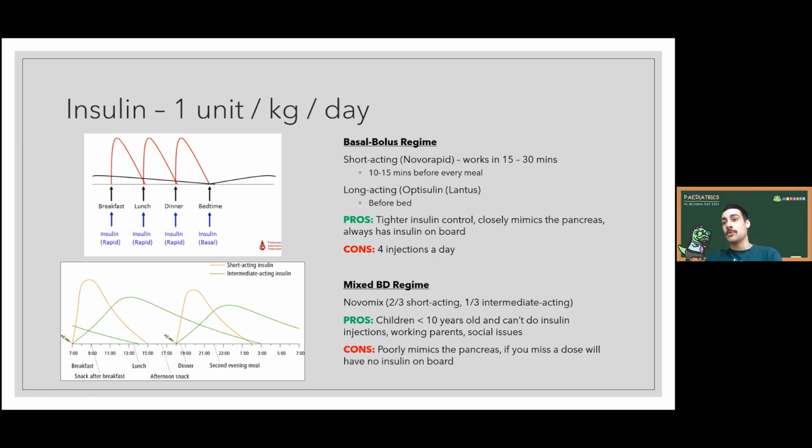Or if they really don't want to have the 4 injections a day, then they can just do the 2 injections. But the problem with this is it poorly mimics the pancreas because you don't get that surge of insulin for lunch. And if you miss an injection, so as you can see here, the first injection will cover you to like 3 a.m. and then between 3 a.m. and 7 a.m. will have no insulin on board. So therefore you can lead into DKA very quickly.